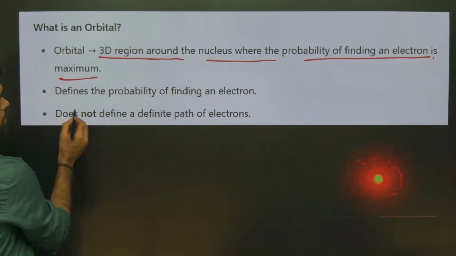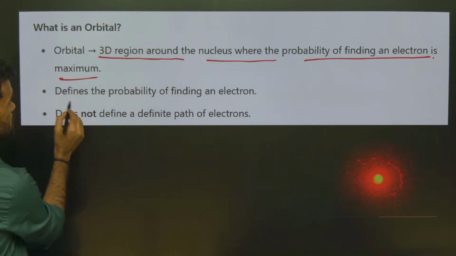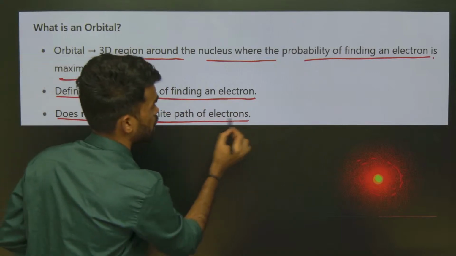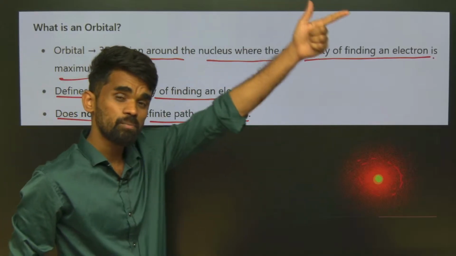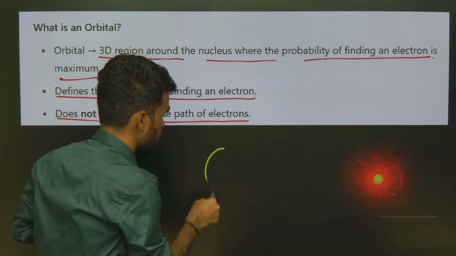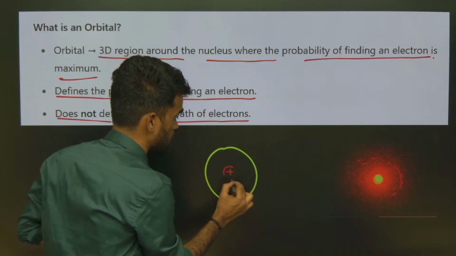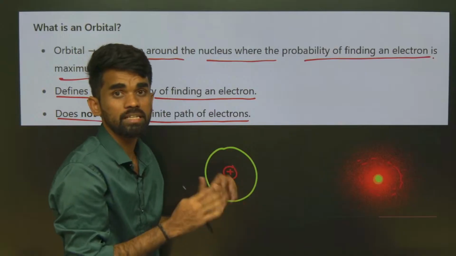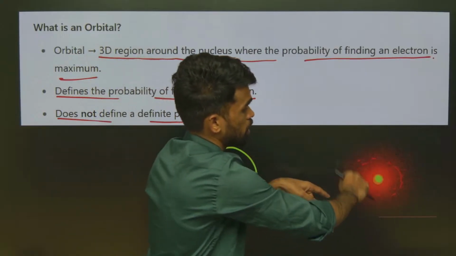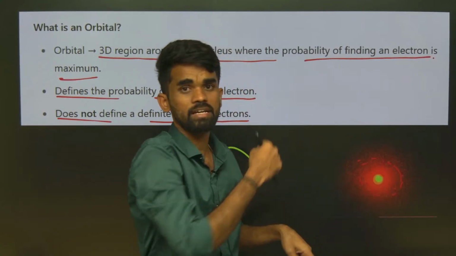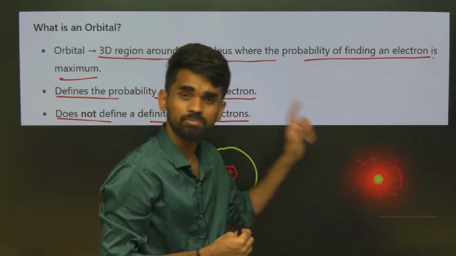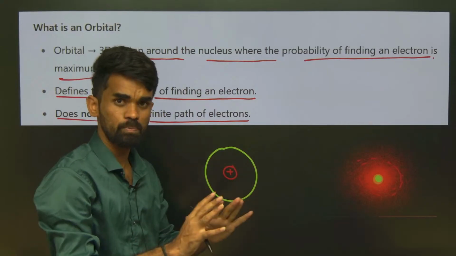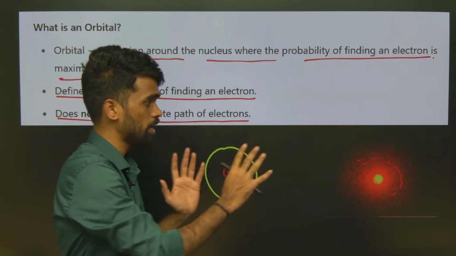Now what we have to understand is that an orbital defines the probability of finding an electron and does not define a definite path of the electron. In Bohr's model we studied circular paths around the nucleus, something like this. Here, an orbital is not defining a circular path. It defines the region where the probability of finding the electron is maximum. That is the orbital, and this is the orbit. Hope the difference between orbit and orbital is clear.